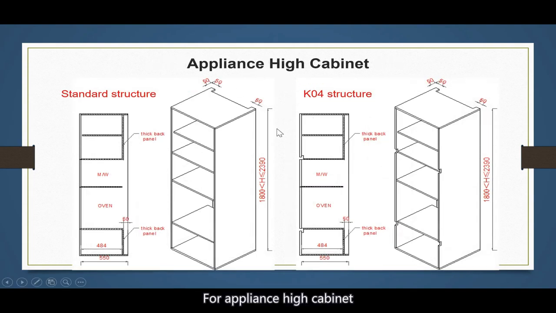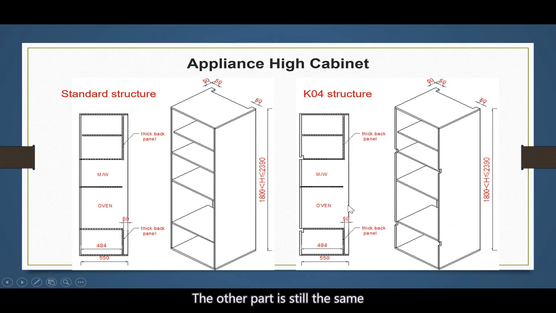So for the appliances high cabinets, this includes the microwave cabinets, the oven cabinets, the microwave oven cabinets, stuff like this. So the standard structure is that there's no back panels for the appliances parts, the microwave and the oven parts. There's no back panels behind it. And for the other parts, to help improve the strength of the whole cabinets, there will be feedback panels. Okay, so imagine we're going to put a microwave and oven right here. So there will be no back panels on these two parts, but there will be feedback panels on the other parts. Okay, so the same logic for KO4 is just cutting a small bar right here.